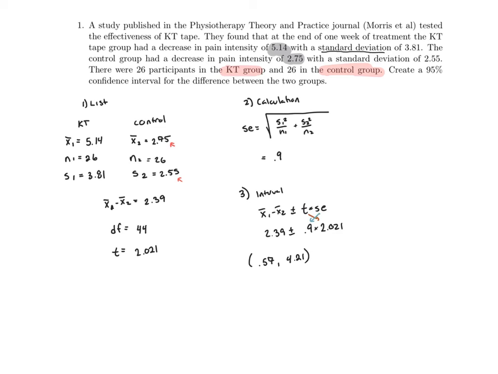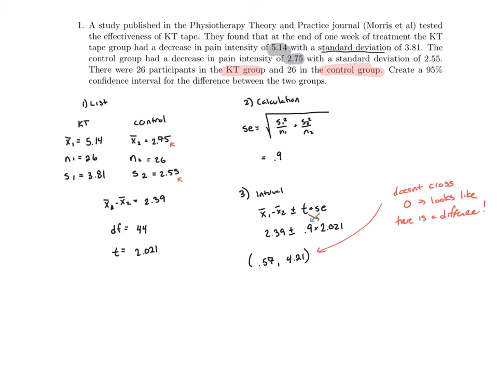Final thing I want to do is interpret this. The first thing I want you guys to notice is that this interval doesn't include 0. Because it doesn't include 0, that means that I found there was in fact a difference between these two groups. That is, when I subtracted them, I got a positive, meaning KT group had a higher change in pain intensity. But even when I constructed the interval, that interval never crossed 0, meaning that I've shown, with that 95% confidence here, that yeah, it looks like there's definitely a difference between the groups.